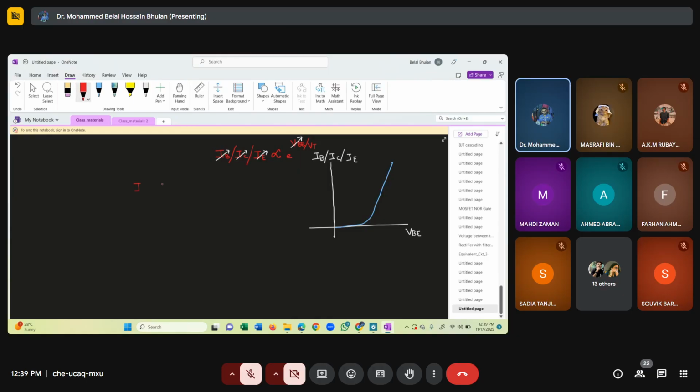Particularly interesting is the fact about IC. Of course, for IC we have, as we said, e to the power VBE over VT, and most importantly, independent of VCB for VCB greater than minus 0.4 volt. So we said that it doesn't matter if you're changing VCB, IC is unchanged.